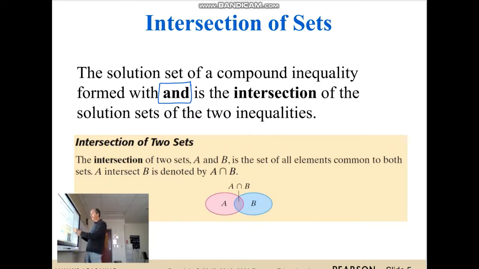So the intersection of two sets, A and B, that means A intersect B, is the set of all elements common to both sets. And you will remember the Venn diagram, the intersection is this area here in the middle that are common to both sets.